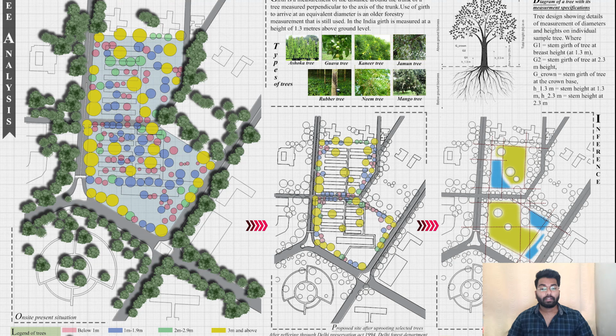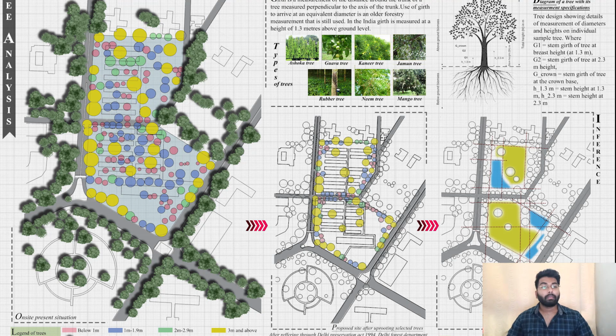The red highlighted circles are trees below 1 meter girth size. The blue highlighted circles are 1 meter to 1.9 meter girth size. The green highlighted circles are 2 to 2.9 meter girth size. The yellow, largely highlighted circles are 3 meter and above girth size. The naturally looking trees are the surrounding existing trees. The gray highlighted part, as usual, is the site area. Now I have not highlighted the encroachment area because I have included the encroachment area in the site.